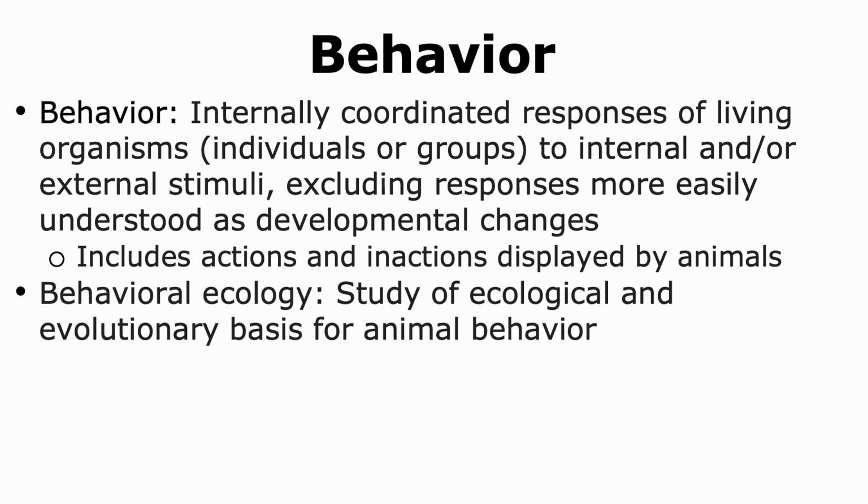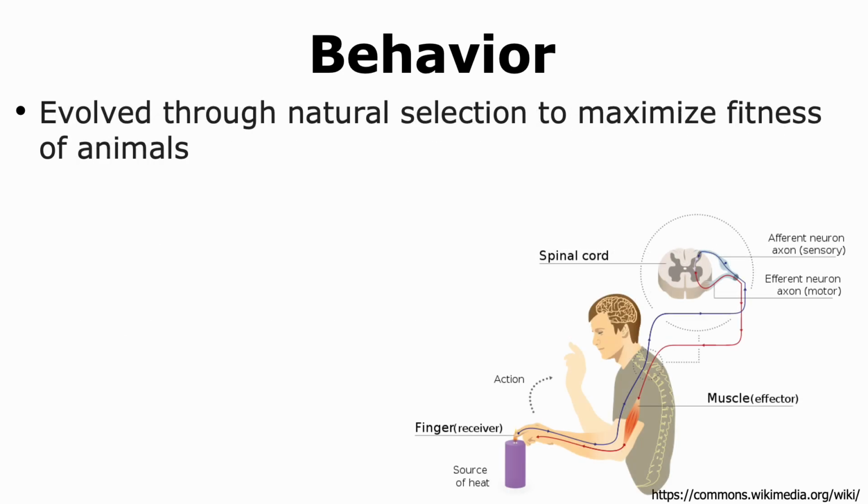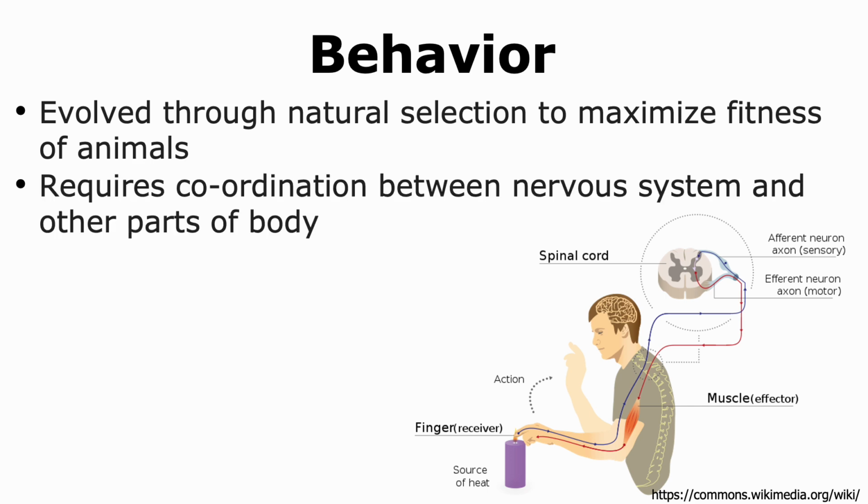The discipline of behavioral ecology involves the study of ecological as well as the evolutionary basis for animal behavior. Behaviors evolved through the process of natural selection in order to maximize the fitness of animals. Behavior requires a coordination between the nervous system and other parts of the body.